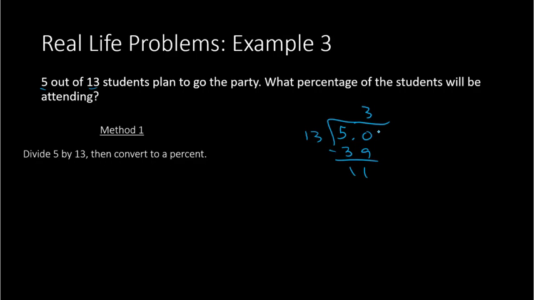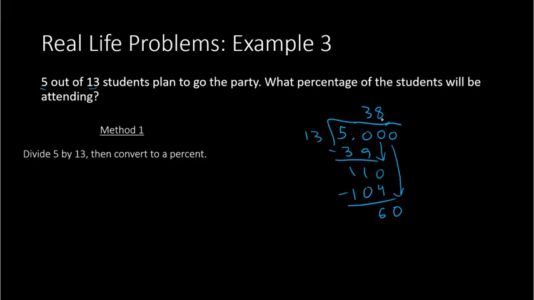And then we can add another 0, bring it down, and repeat. 13 can go into 110. We can experiment. We'd find that it goes in 8 times. 8 times 13, we have 24, carry the 2. 8 times 1 plus 2 is 10, so that would be 104. Subtract, we get 6. We add a 0, bring it down, and repeat.